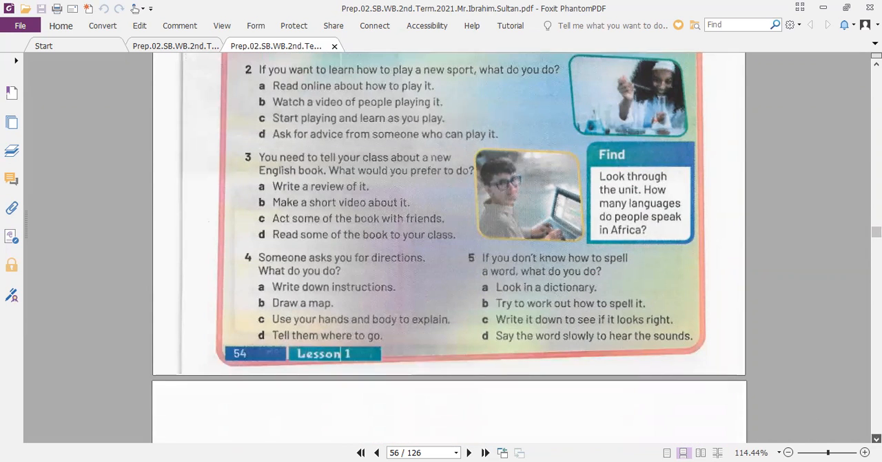Question number four, someone asks you for directions. What do you do? Write down instructions, draw a map, use your hands and body to explain, or tell them where to go. The last one, if you don't know how to spell a word, what do you do? Look in a dictionary, try to work out how to spell it, write it down to see if it looks right, say the word slowly to hear the sounds.